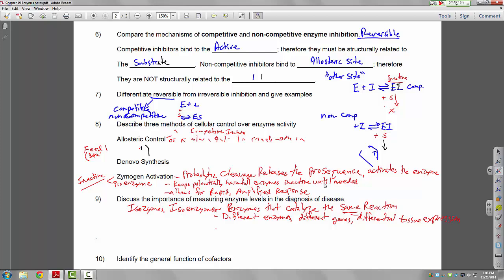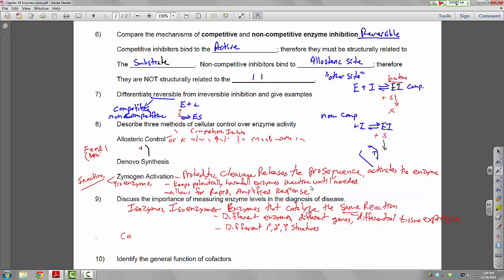Differential tissue expression also means that they are very similar, because they carry out the same reaction, bind the same substrate, and release the same products, but they have different primary, secondary, and tertiary structures because they're actually different enzymes, different proteins. Now, the importance of this is that when tissue is damaged from some disease process, a physician can tell what tissue is damaged, and to what extent, by looking at the levels of these different isozymes or isoenzymes in the blood.